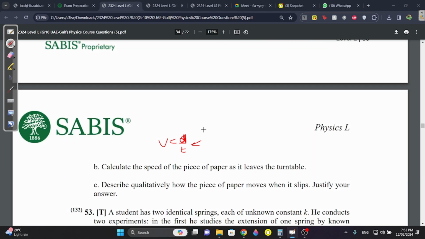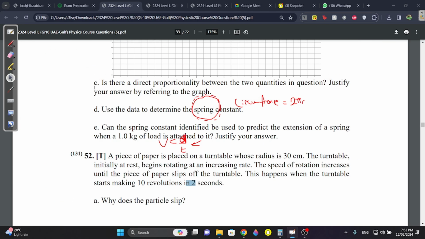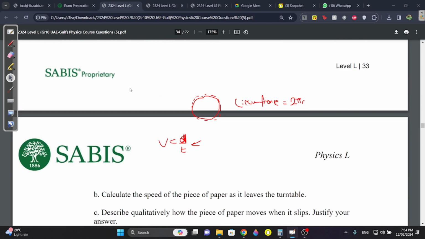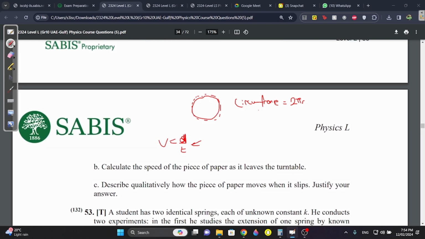How about the distance? This is a circle. The distance of a circle is the outside of the circle. This is what we call the circumference. I think you all have heard of this word before, circumference. Circumference is equal to 2 pi r. The radius in this case is, they gave it, 30 centimeters. So the circumference will be 2 pi times 30, which is going to be 60 pi. So the velocity equals the distance, which is 60 pi, over 0.2.